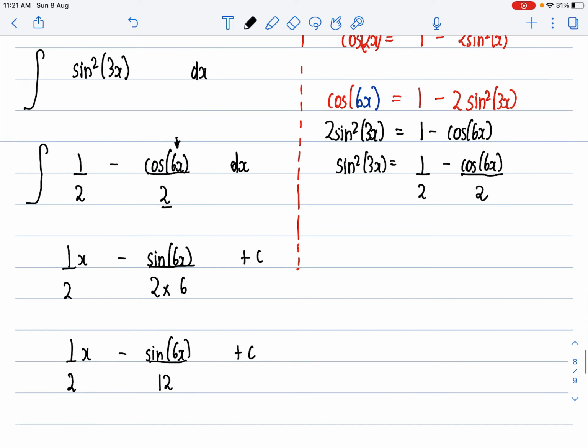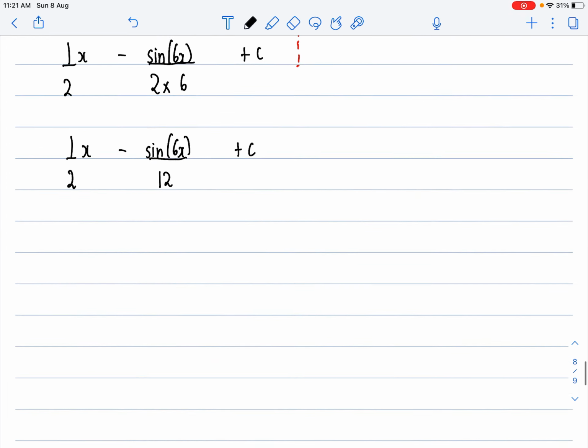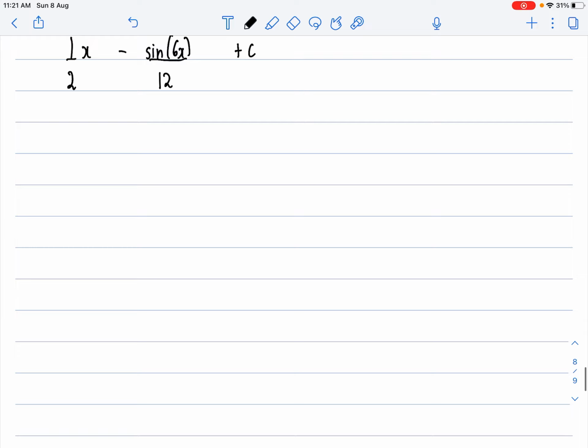So the important thing was to understand this conversion, that when this is x, this is 2x. So when this becomes 3x, this becomes 6x. So let's say if I give you something like the integration of cos square 4x dx. How do I do something like this?